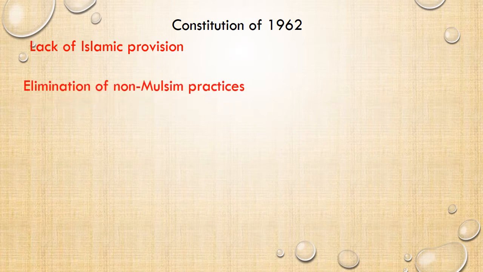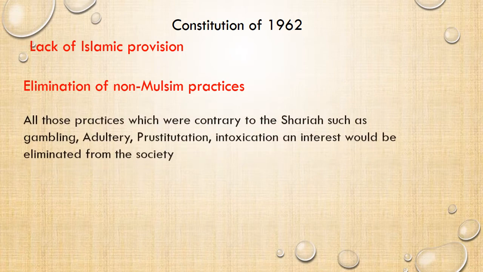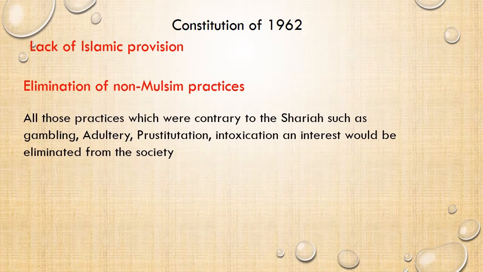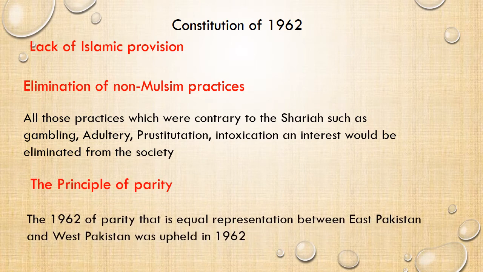Next point is elimination of non-Muslim practices. All those practices which were contrary to the Sharia, such as gambling, adultery, prostitution, intoxication, and interest, were to be eliminated from society. These activities were to be eliminated from society under this constitution, but unfortunately, we still see these activities in our society. Next point is principle of parity. The principle of parity, that is equal representation between East Pakistan and West Pakistan, was upheld.